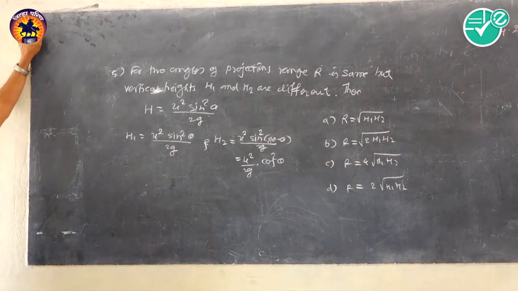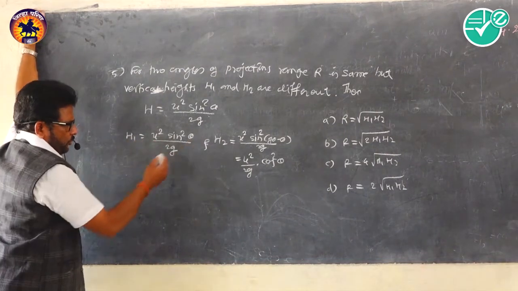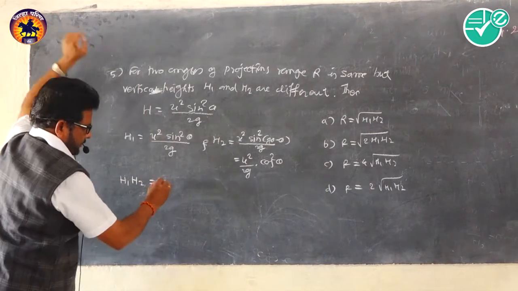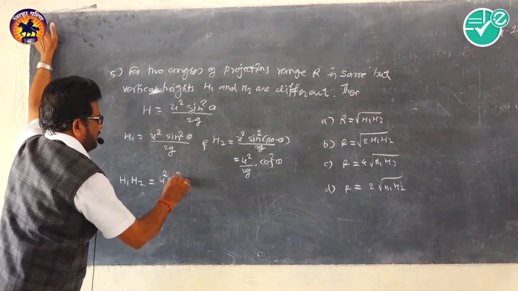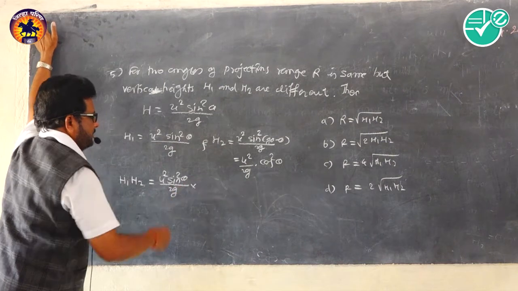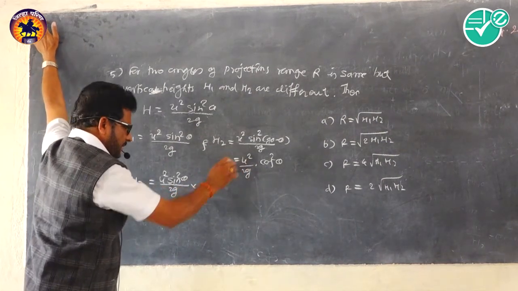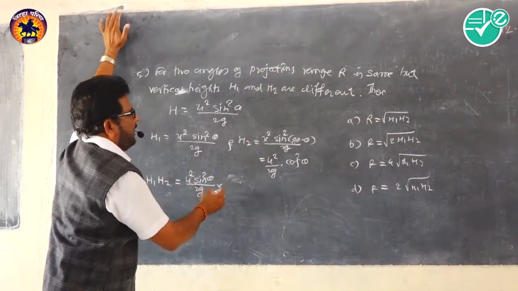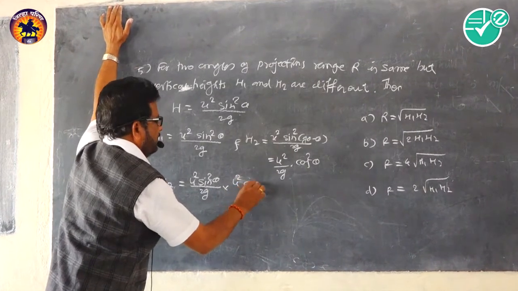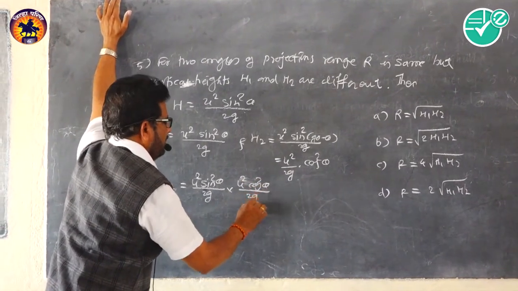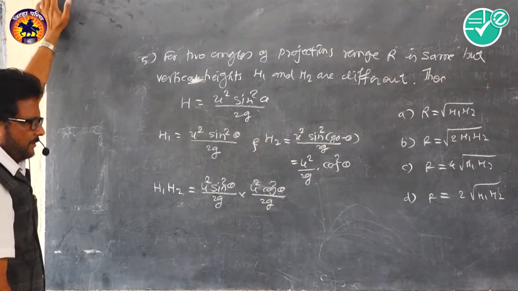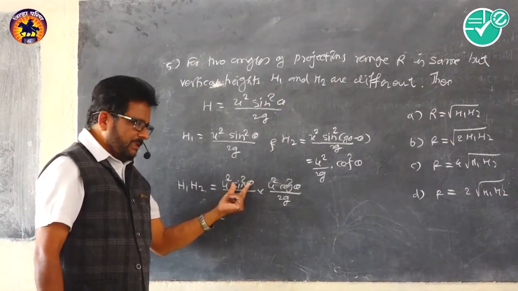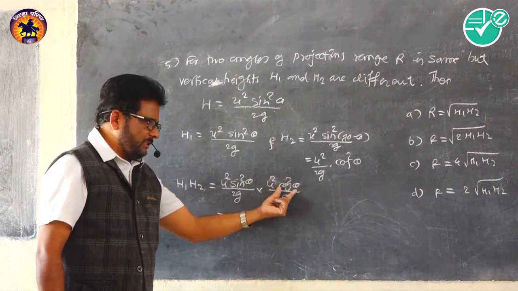Therefore, if we take the product of these two, H1 into H2 equal to U square sin square theta upon 2g, multiplied by the same, that is U square cos square theta upon 2g. Or we can write this: we can split sin square theta into sin theta into sin theta, and cos square theta into cos theta into cos theta.